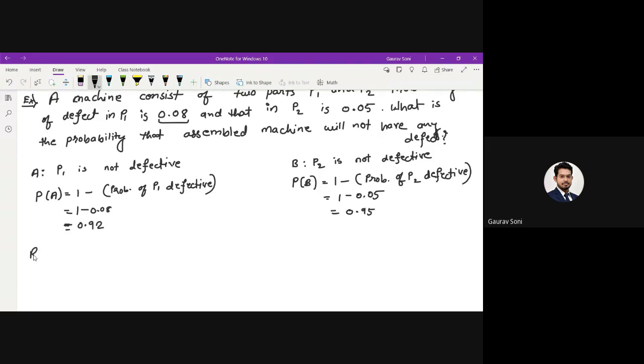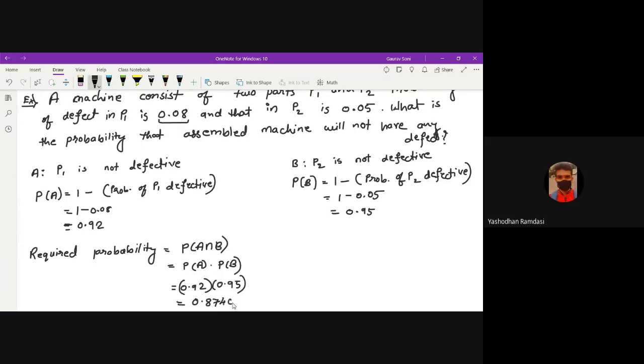So the required probability is equal to probability of A intersection B. But A and B are independent events, so this will be probability of A into probability of B. So this is 0.92 into 0.95. So that is 0.874.